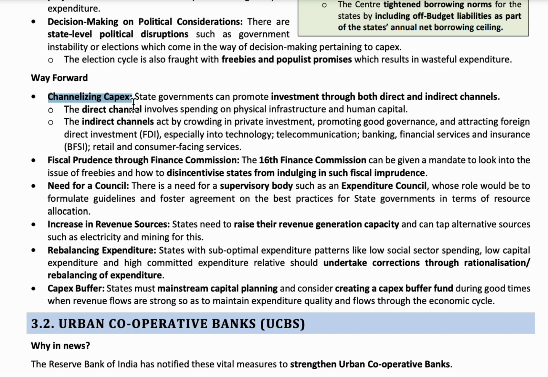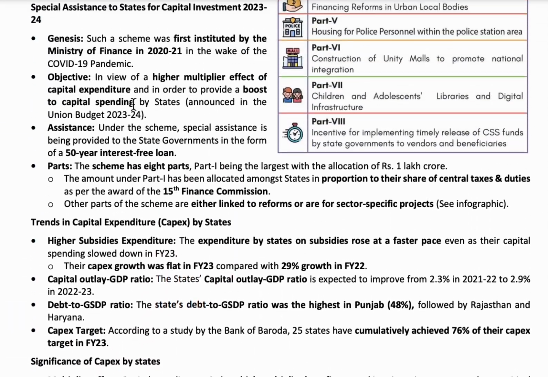So all these are some of the challenges that we are facing, and these are actually obstructing capital expenditure investments in India. So this is about the states' capital expenditure.